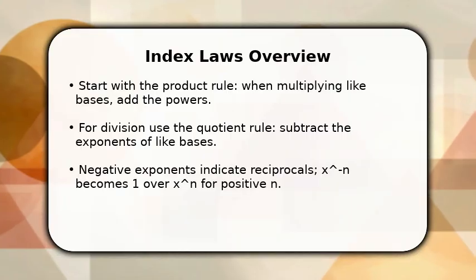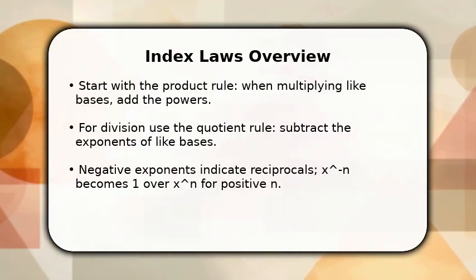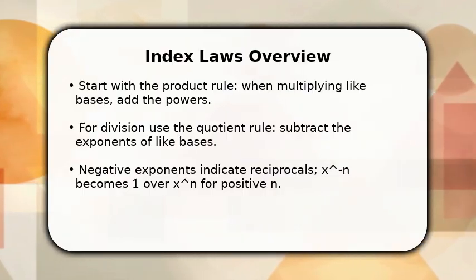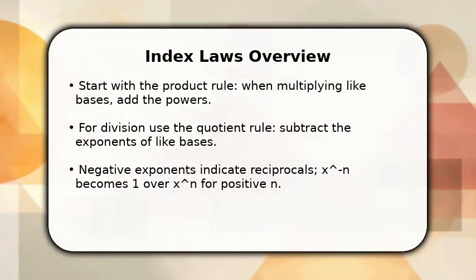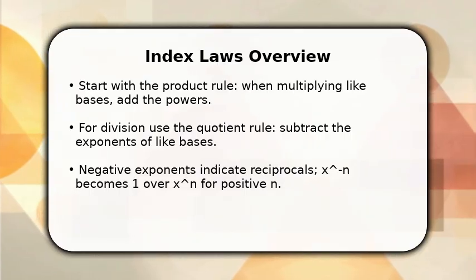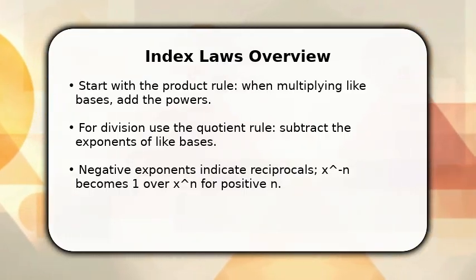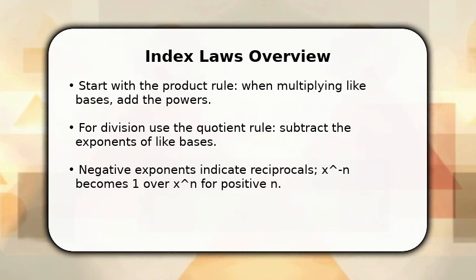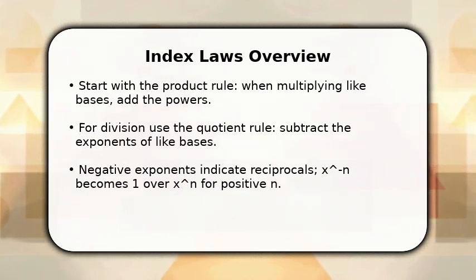The power rule multiplies exponents when raising a power to another power. Zero exponent gives 1 for any non-zero base, so x^0 equals 1. Negative exponents indicate reciprocals. x^-n becomes 1 over x^n for positive n. We will practice with numeric and algebraic examples to build confidence.